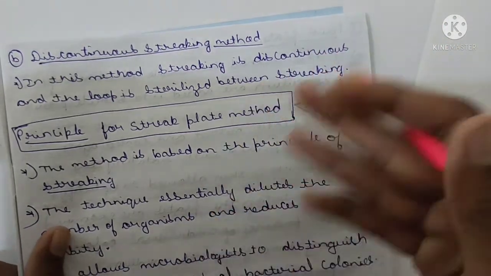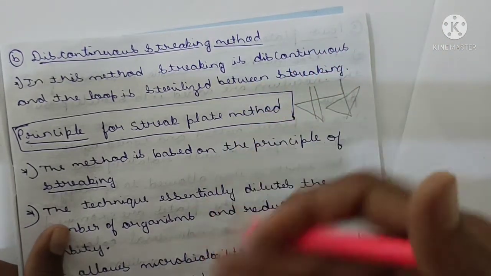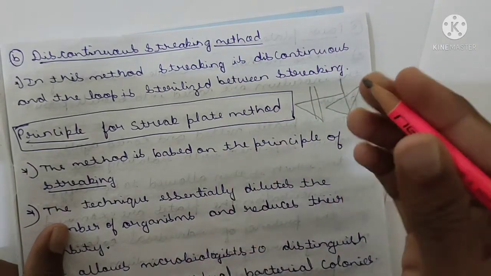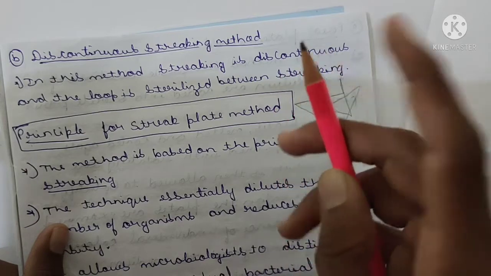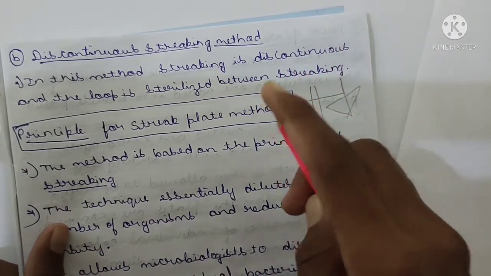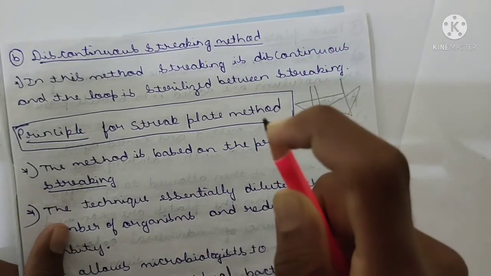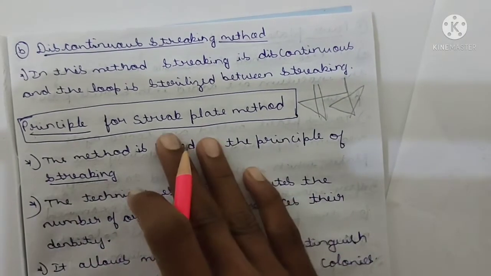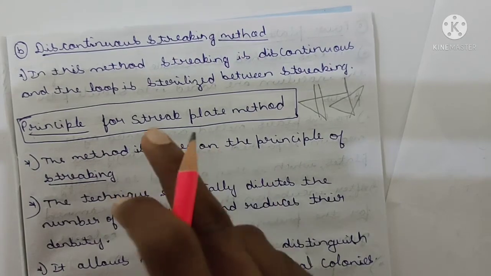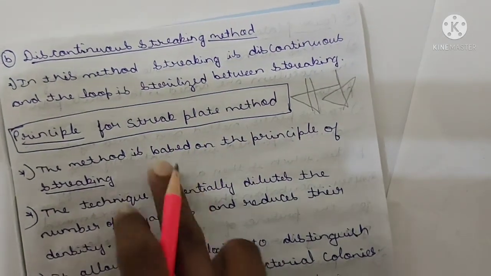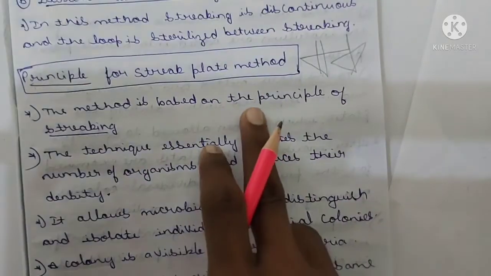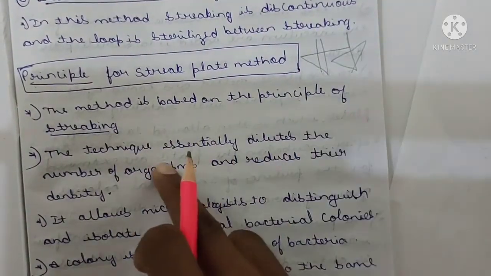Between the streaks we are sterilizing the loop or the needle. You just remember it is the inoculation needle. This pencil is the inoculation needle, which contains on the tip the mixed microorganisms. Now usually the principle should come after this streaking method, but I have given the principle here for this streak plate method. The method is based on the principle of streaking.